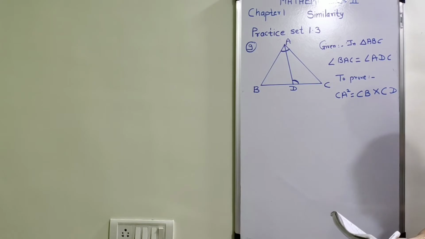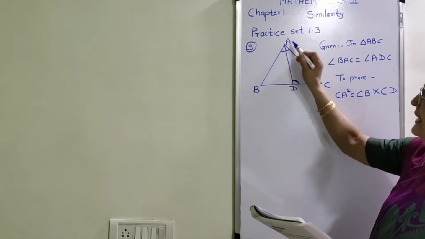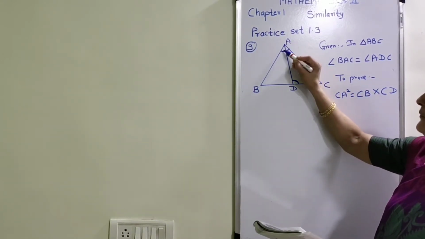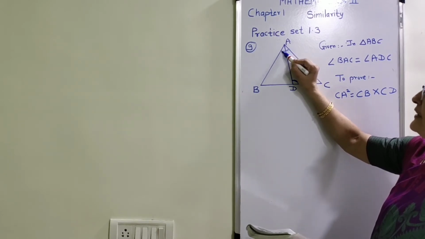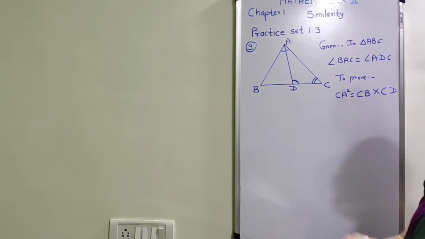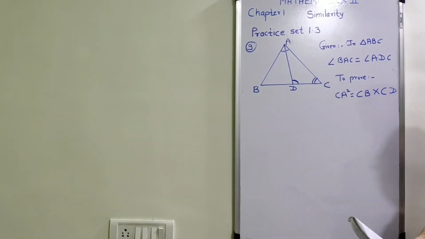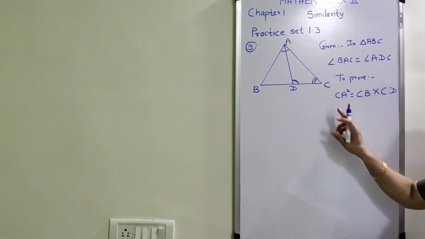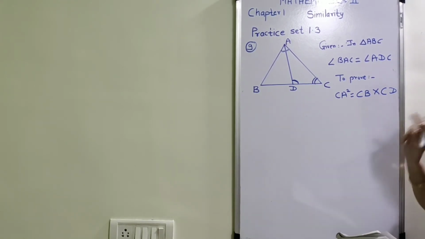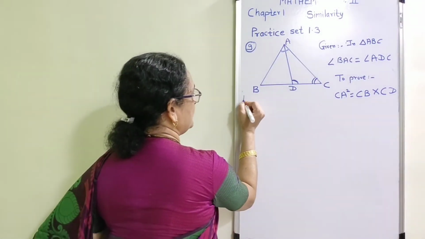Now if I prove that in the figure, triangle BAC and triangle ADC, one pair of angle is already given congruent, but angle C is common to both the triangles, and therefore these two triangles are similar to each other by AA test of similarity. Write down the corresponding sides in proportion. You will get CA square is equal to CB into CD. Now we will complete those steps, that is the proof.